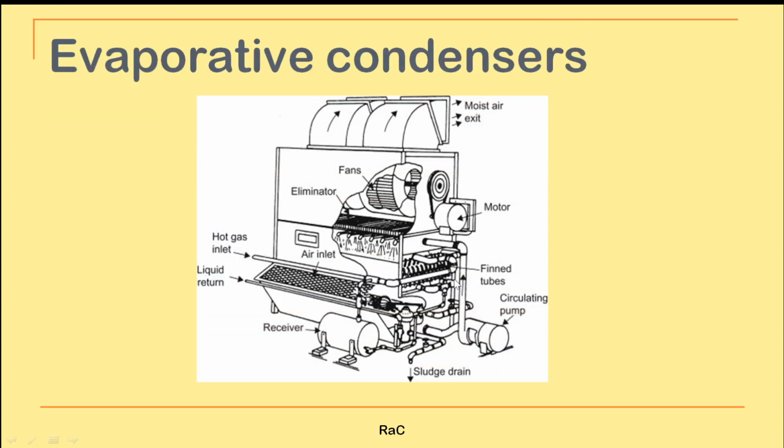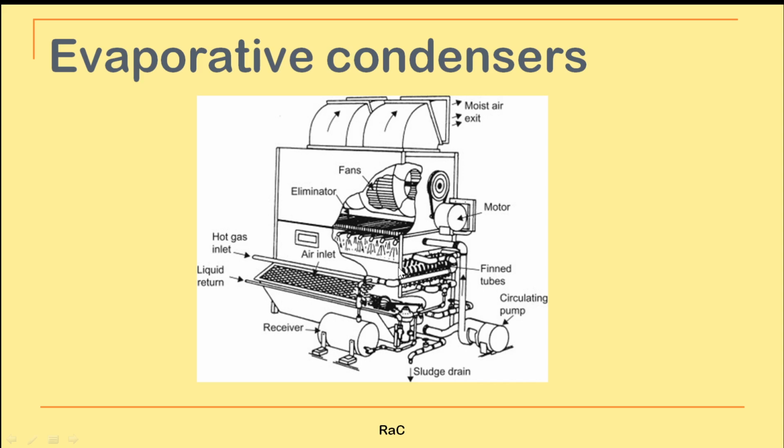Now coming to the last category of condensers, evaporative condensers. The refrigerant will be coming in here, the hot gas inlet. This is the refrigerant in from the compressor, and the condensed liquid refrigerant will be going out from here.